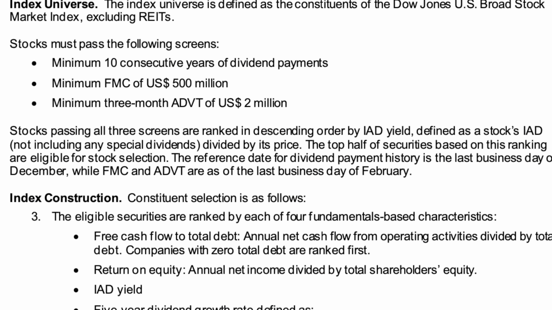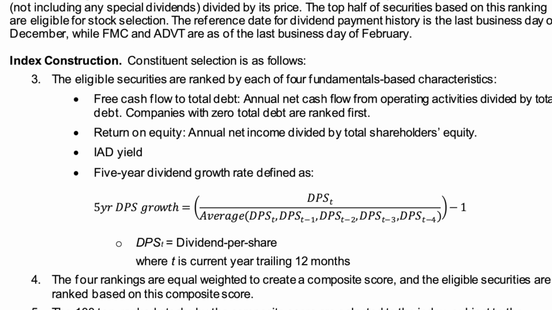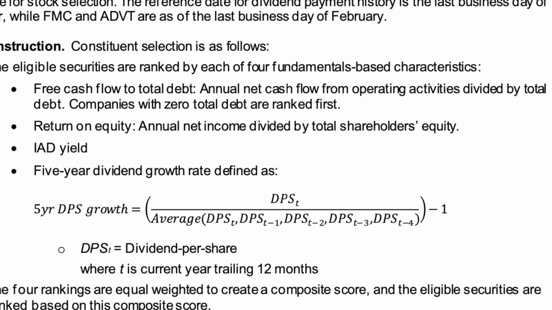That top half of the list that we're evaluating is now going to get a score based on these 4 criteria. 1, free cash flow to total debt. So if a company has 0 debt, it's going to be ranked first. 2, return on equity. 3, dividend yield. And then 4, a 5-year dividend growth rate. Each of those 4 categories is equal weighted, and they create a composite score that they then use to determine the top companies in this list.